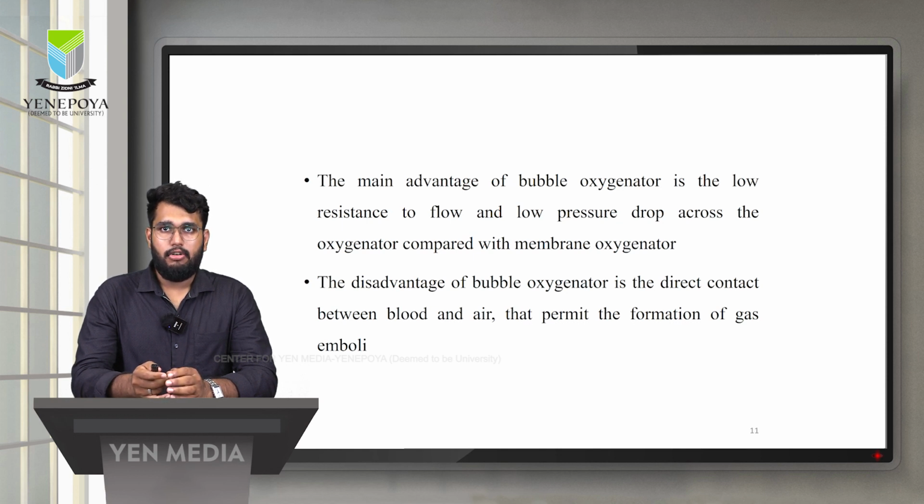The main advantages of the bubble oxygenator are the low resistance to flow and low pressure drop across the oxygenator compared to the membrane oxygenator. The main disadvantage of the bubble oxygenator is that it has direct contact between blood and air that permits the formation of gas emboli. So in a bubble oxygenator, there is direct contact between blood and gas. This may result in the formation of gas emboli, and when this gas emboli enters the patient's circulation, it is very harmful for the patient.